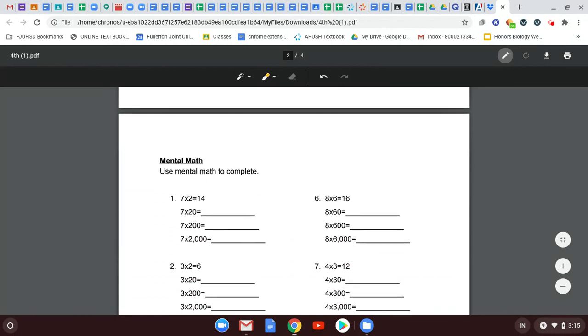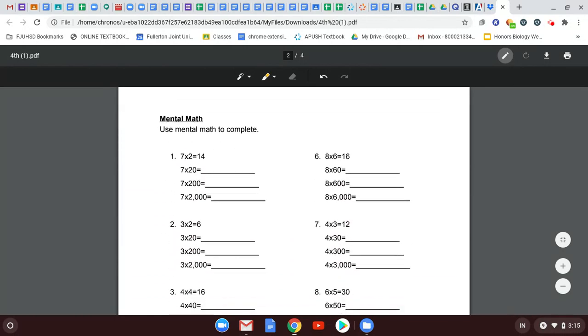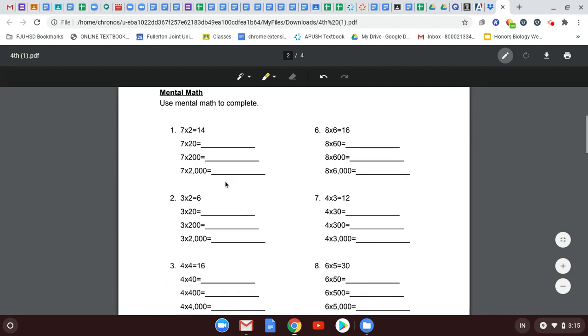Next, let's go into mental math. Okay, so for these problems, they already have the first problem. Let's look at the first problem. So the first problem says 7 times 2 equals 14. 7 times 20 equals, this might be a hard number. This might be a hard problem to solve.